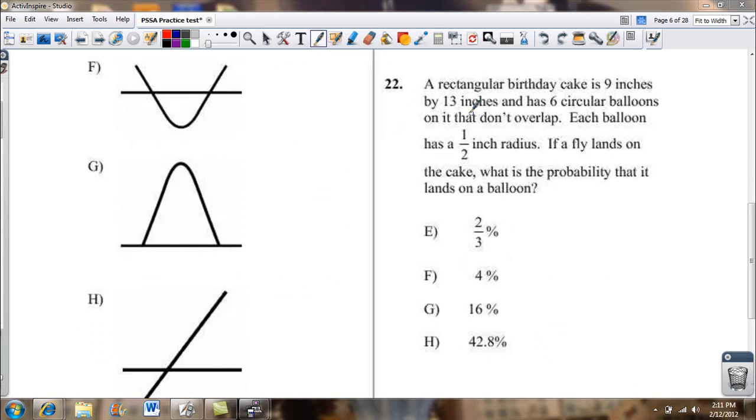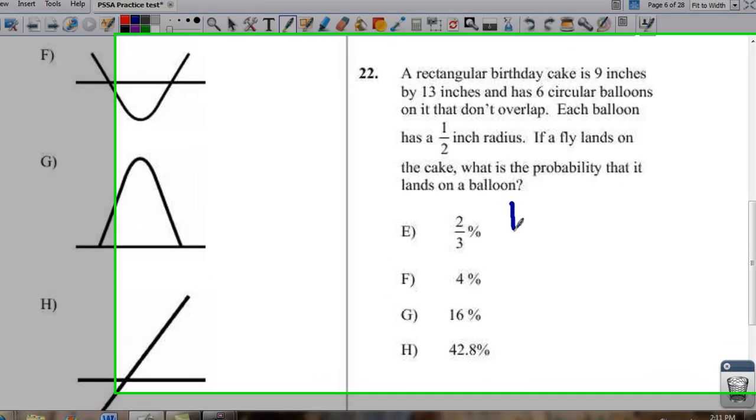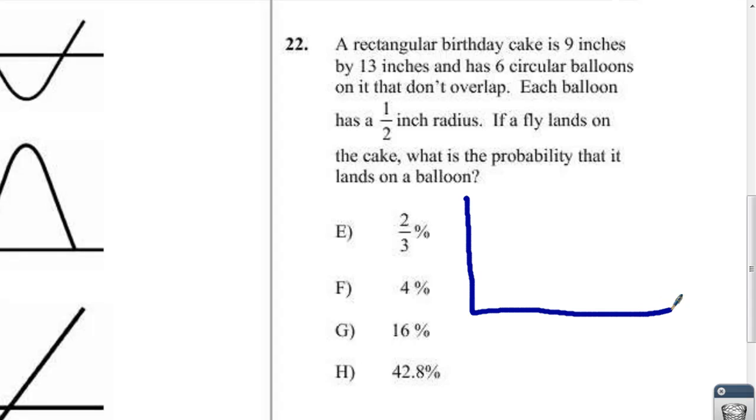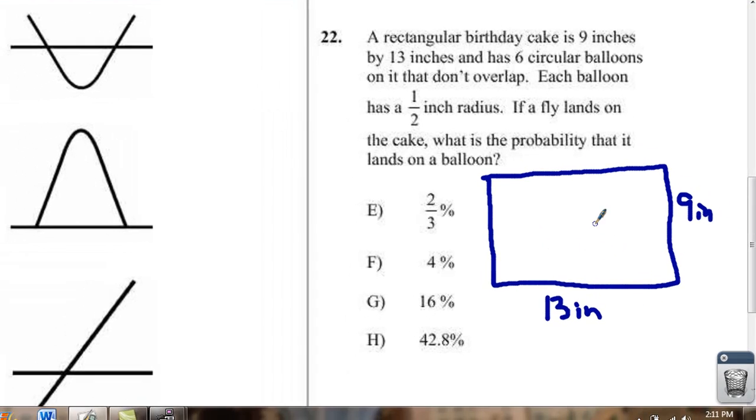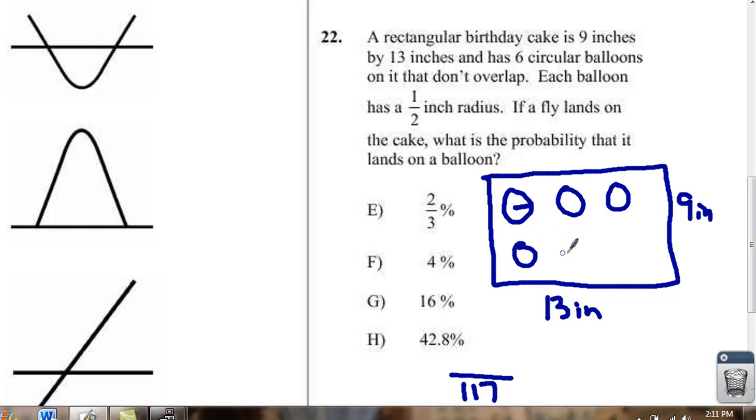Okay, number 22 is another probability question. For 22, I definitely recommend drawing a picture. Now this picture is not going to be to scale, but I have a cake that is 9 inches by 13 inches. So the total area of this cake is going to be 117. That's going to be my denominator. And then we're told that we have 6 circular balloons that are on top of this. Again, this is not drawn to scale. Each balloon, each circle, has a radius of 1/2 inch. So I have 6 of these. So I'm going to quickly draw 6 circles on my cake.